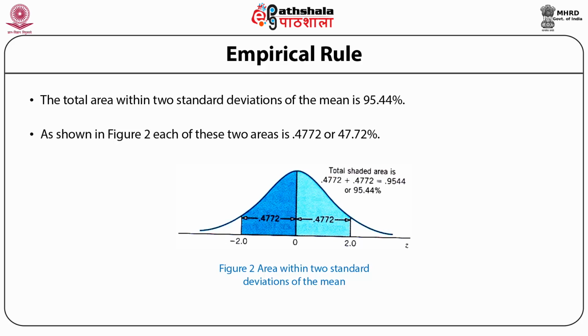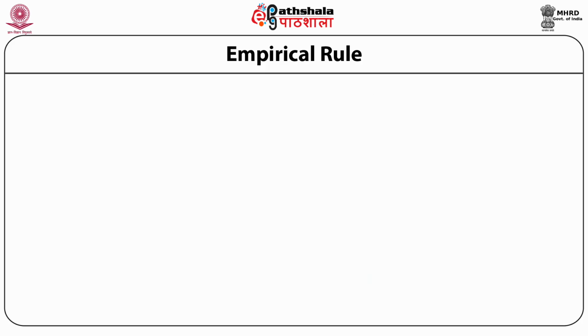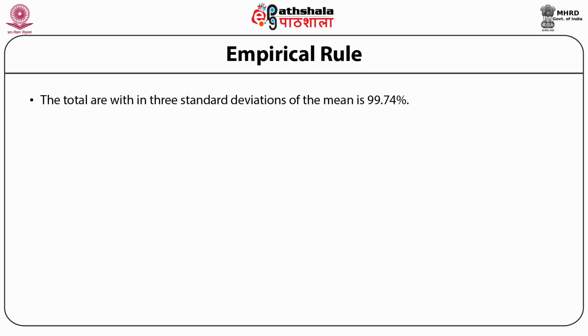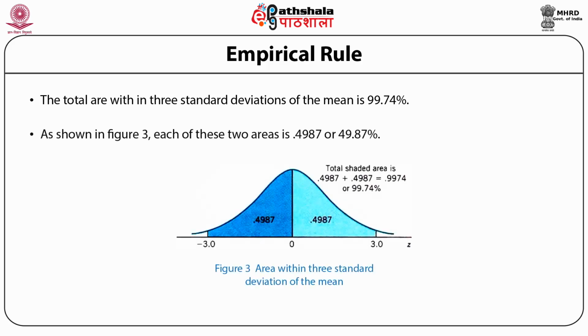Hence the total area. Now in figure 3, the total area within three standard deviations of the mean is 99.74%. This area is given by the sum of the areas between z equal to -3 and z equal to 0, and between z equal to 0 and z equal to 3.0. That is the negative side and the positive side on the x-axis, from left side to right-hand side. As shown in figure 3, each of these two areas is 0.4987, or in percentage 49.87.